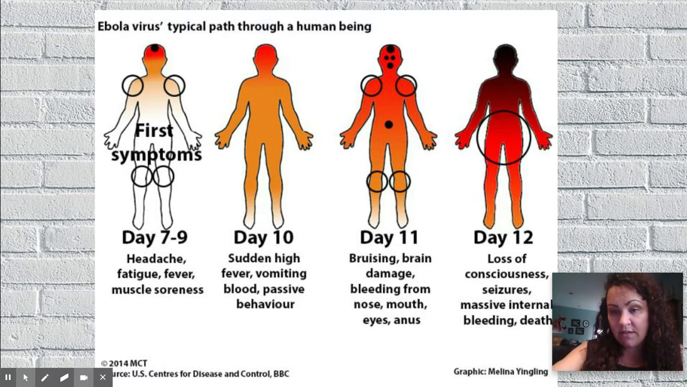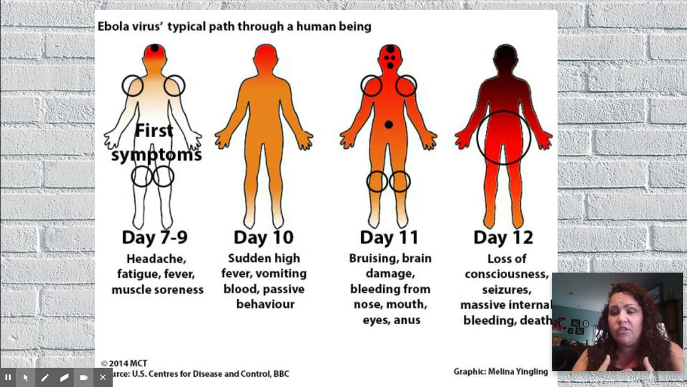Okay. By day 11, we have bruising, brain damage because of that high fever. You can't have a high fever that long without having brain damage. And then we have lots of internal bleeding, which is coming out of any opening in your body, which is really gross. I know, but that's how it spreads, is that a person gets so sick that they bleed internally, and then that blood oozes out of their body, and that's where it spreads. It spreads from blood, not spit. Their spit's not going to harm you at all. That's very different. Coronavirus is through droplets, through spit, whereas this is through blood.